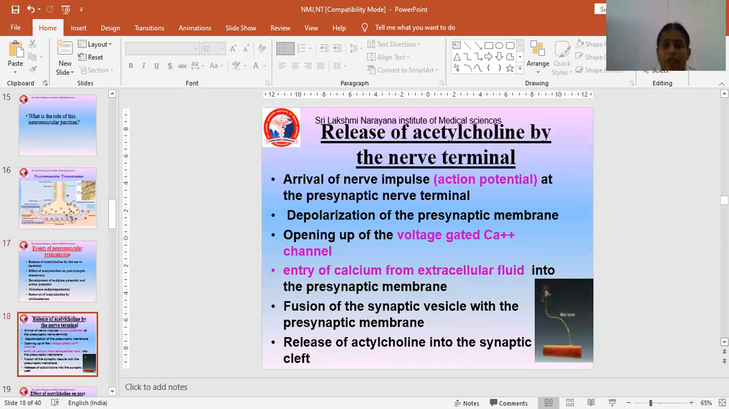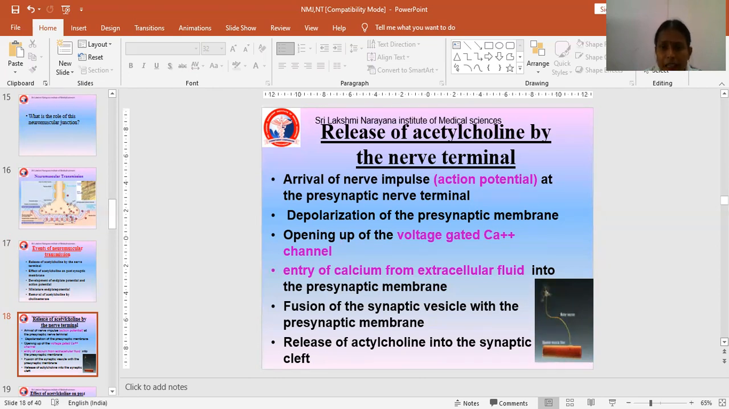So the first step is release of acetylcholine. How is acetylcholine released from the nerve terminal? Terminal button is nothing but the expanded end of the nerve terminal, also called the terminal button or synaptic knob. The terminal button contains many vesicles and mitochondria. The vesicles contain acetylcholine, and the mitochondria provide energy for the synthesis of acetylcholine. These acetylcholine molecules are released into the synaptic cleft.